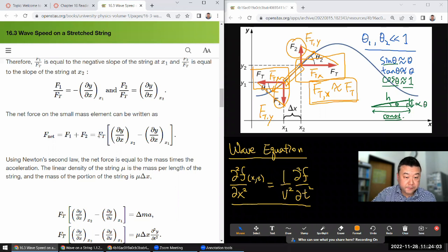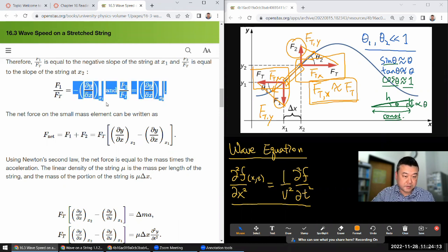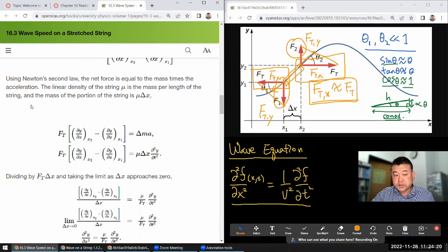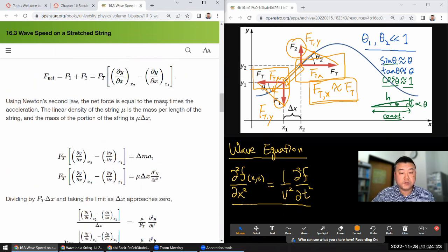So ft times, this is coming from f2, the partial derivative of y with respect to x at the position x2, plus this term, which is minus the partial derivative of y with respect to x at position x1. Using Newton's second law, the net force is equal to the mass times the acceleration. The linear density of the string, mu, is the mass per length of the string, and the mass of the portion of the string is mu times this delta x, the distance from here to here.